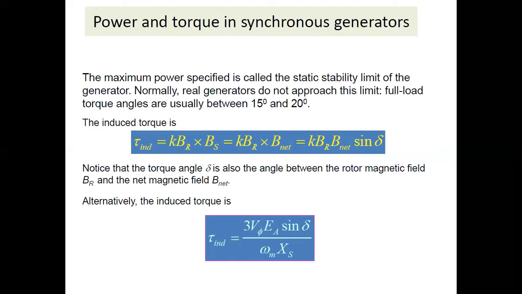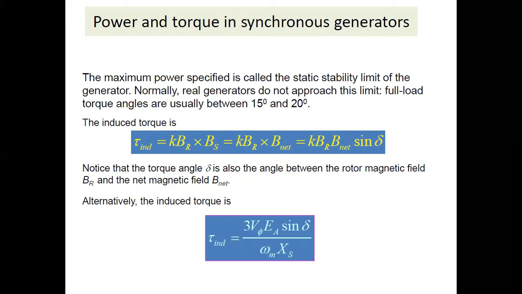The induced torque is given by the mathematical expression K into B_R into B_net sine delta. Delta is the angle between rotor magnetic field B_R and the net magnetic field B_net. Alternatively, induced torque can be calculated with the help of the formula 3 into V_phi E_A sine delta divided by omega_m into X_S. So this is all about the fundamentals of synchronous machine.